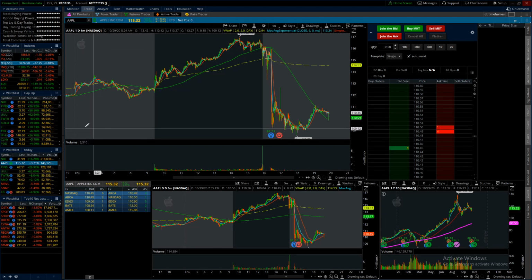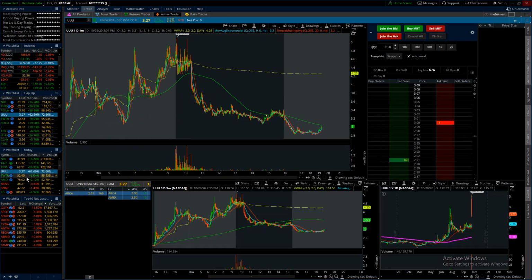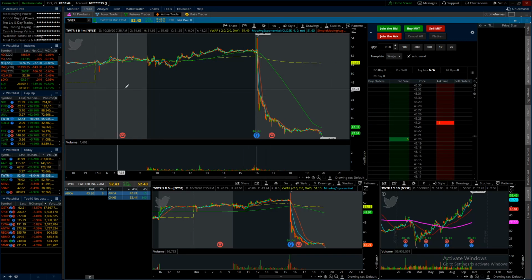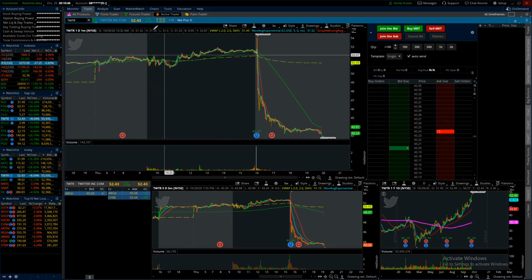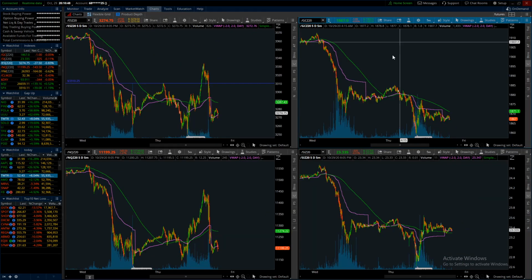While I'm at it, I may as well show you how I have my charts set up, because I use this trading window most of the time when I'm trading. I jump around from stock to stock, looking for trade opportunities, looking for patterns. But if I'm not doing that, I'm looking at charts. I look at gold. This is my futures.